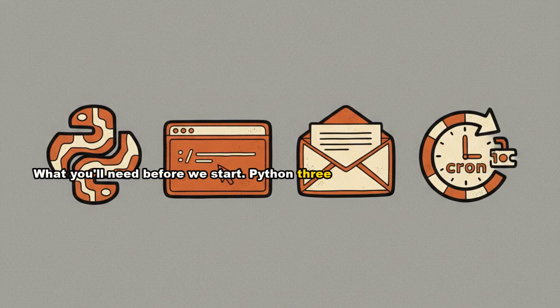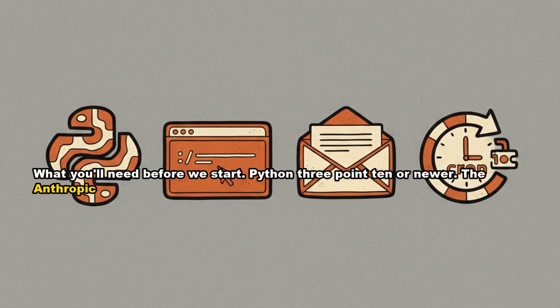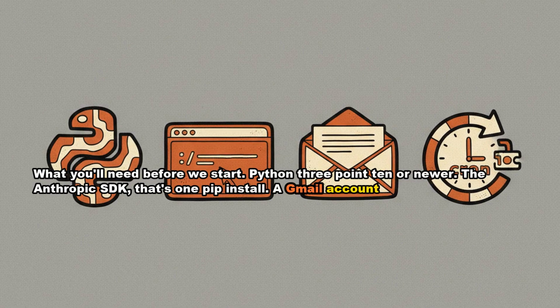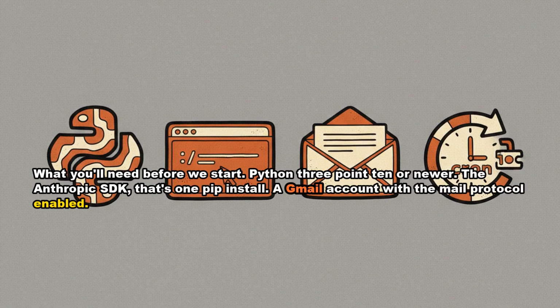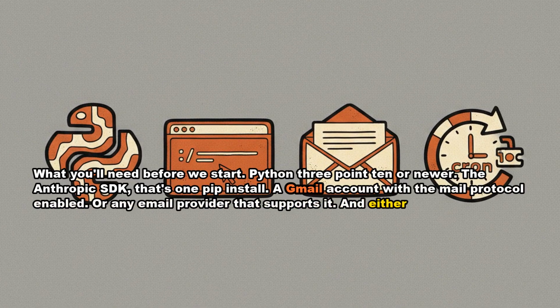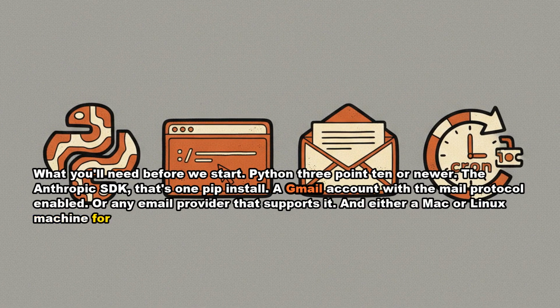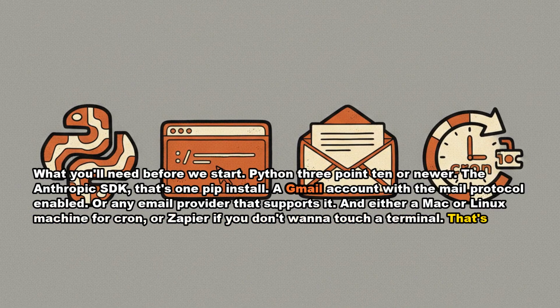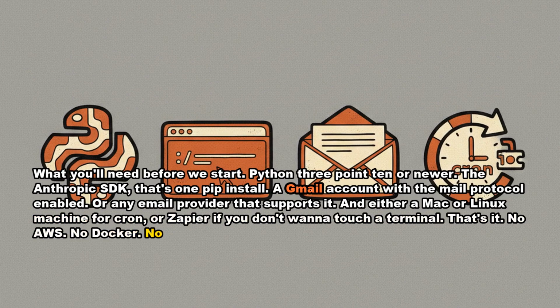Python 3.10 or newer, the Anthropic SDK, that's one pip install, a Gmail account with the mail protocol enabled, or any email provider that supports it, and either a Mac or Linux machine for Cron or Zapier if you don't want to touch a terminal. That's it. No AWS, no Docker, no database.